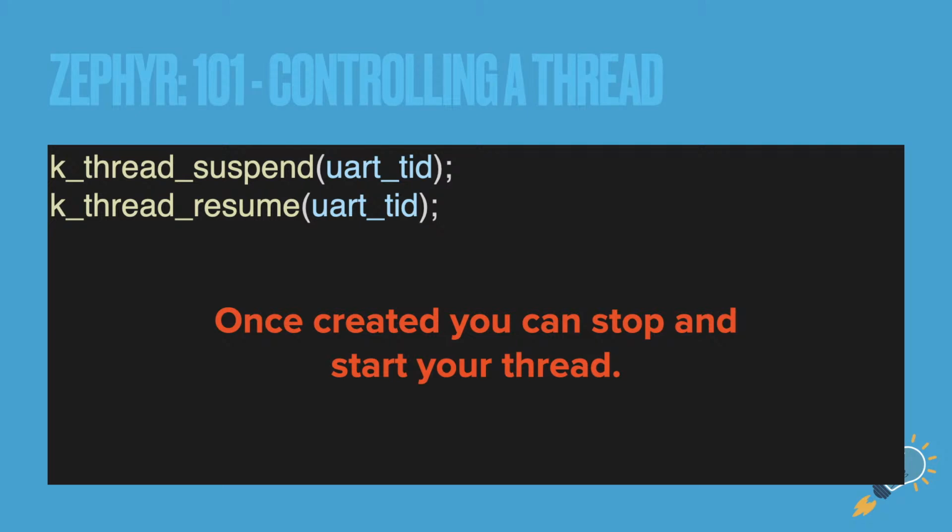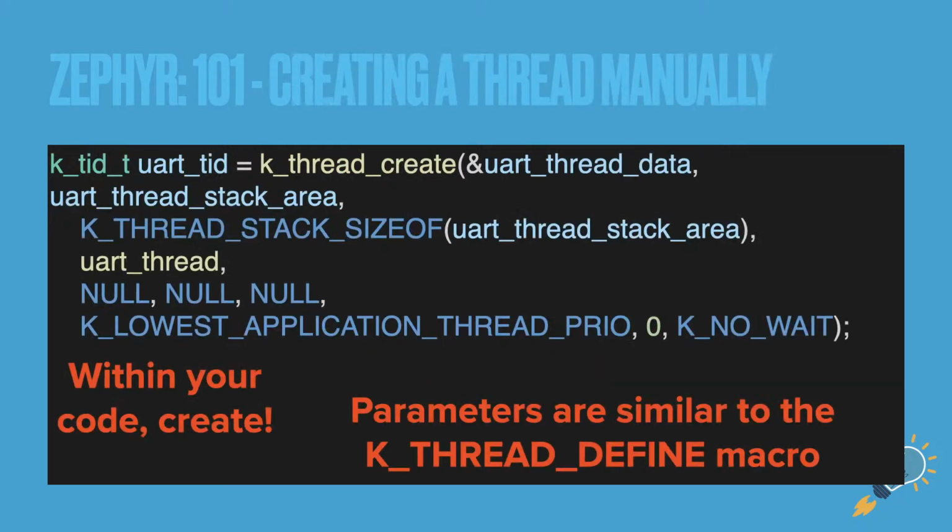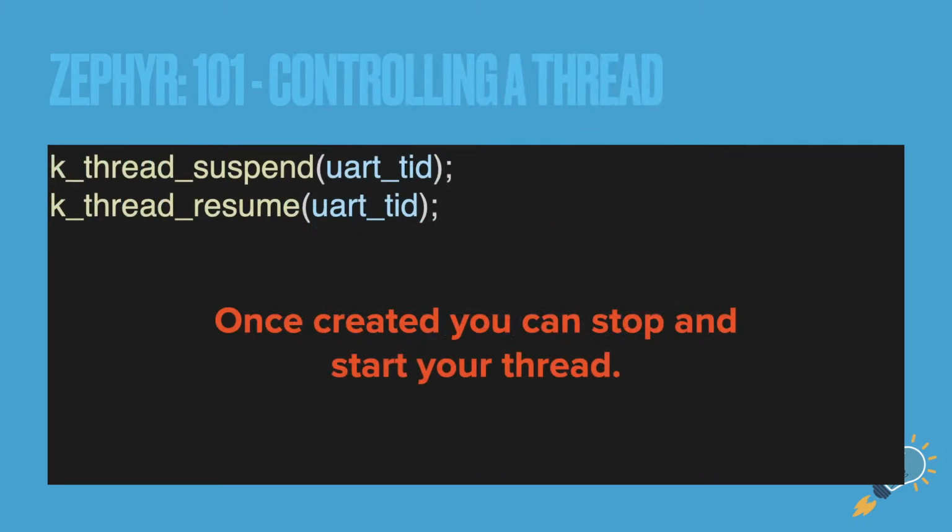They don't return anything, they return void. So all you have to do is just provide that thread ID. And we saw that earlier, this kthread create actually returns the thread ID. So that's kind of important to keep in mind, or keep that somewhere, especially if you want to suspend or resume execution.